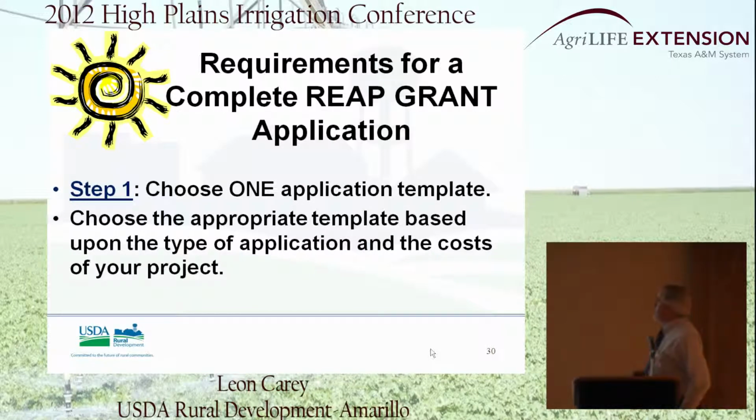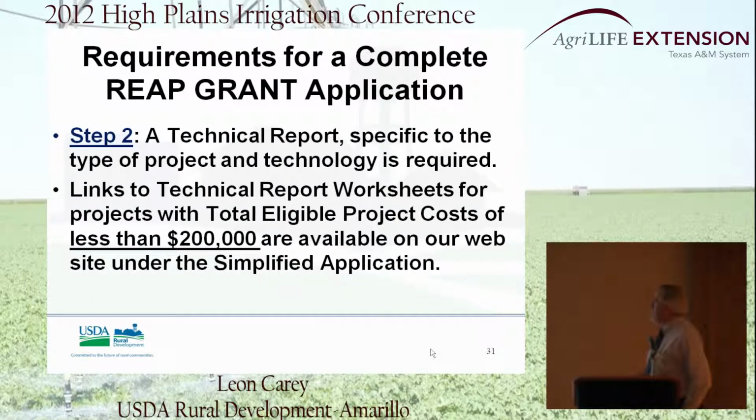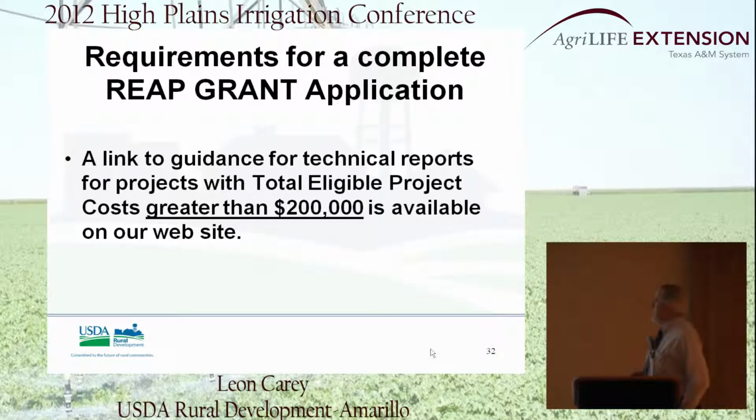As far as requirements for a complete REAP grant application, step one, you choose an application template off our website. You choose the template that's based upon the type of application and the cost of your project. Step two, a technical report specific to the type of project and technology is required. Links to technical report worksheets are also on our website. Templates for projects with total eligible project cost of less than $200,000 are in one spot, and then in another spot there are templates for those greater than $200,000.